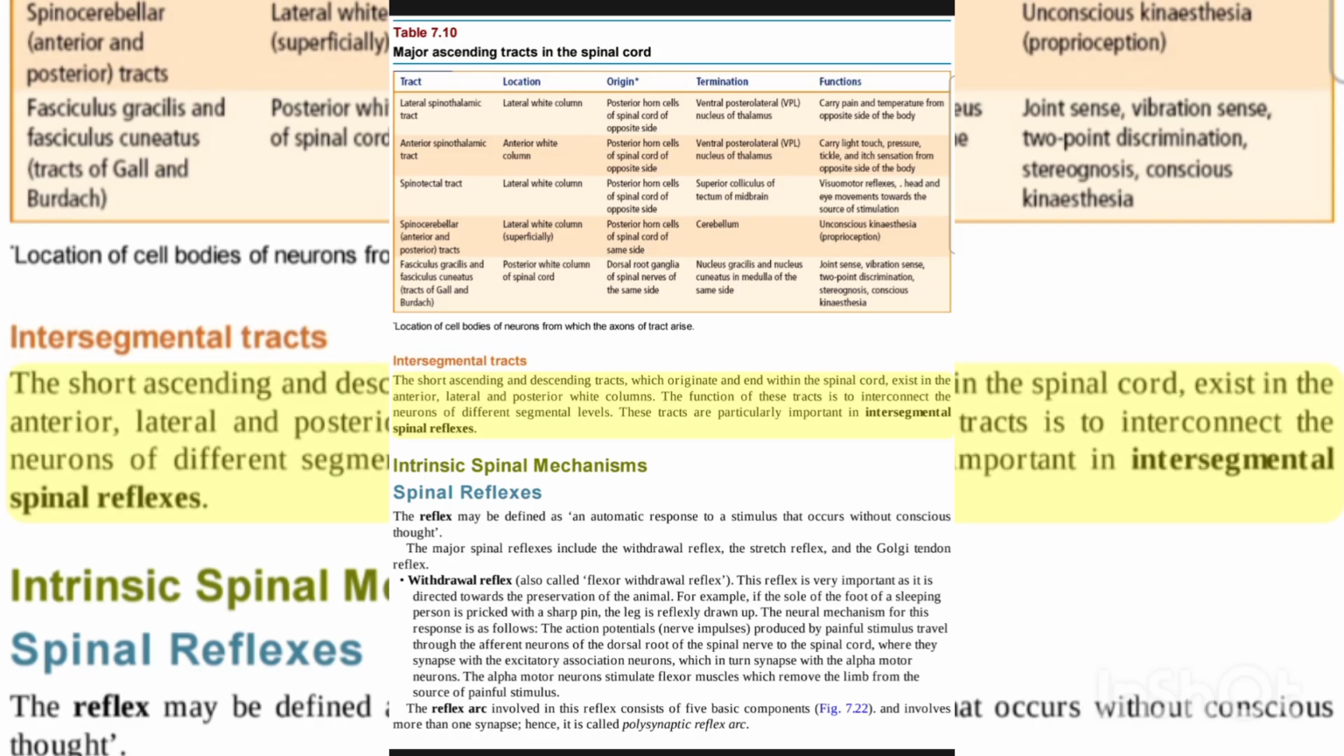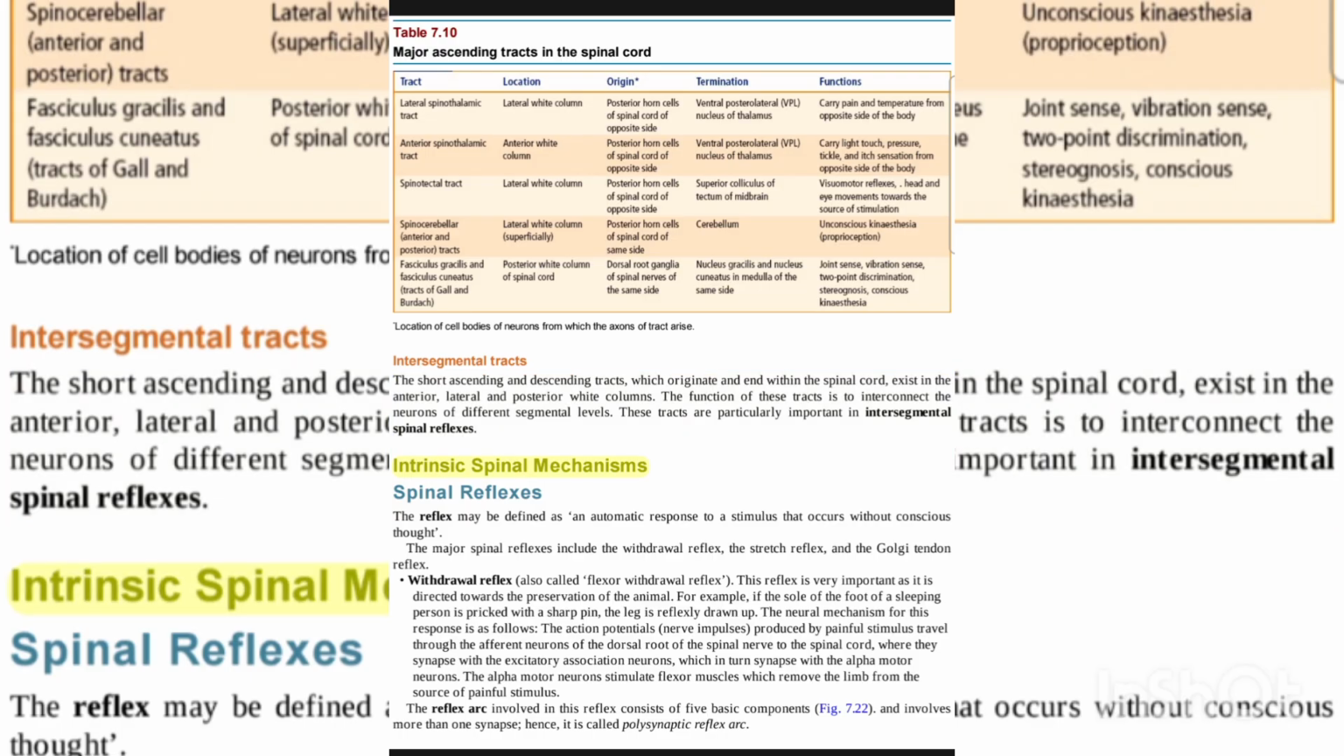Intersegmental tracts. The short ascending and descending tracts, which originate and end within the spinal cord, exist in the anterior, lateral and posterior white columns. The function of these tracts is to interconnect the neurons of different segmental levels. These tracts are particularly important in intersegmental spinal reflexes.